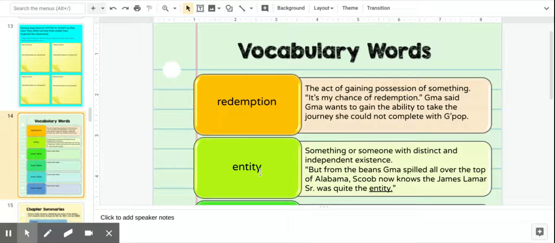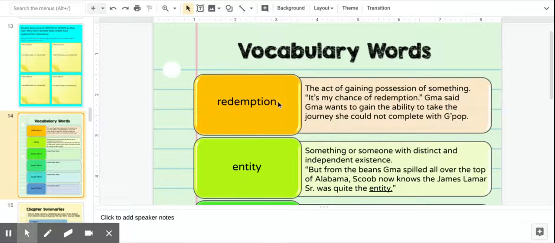The word that I entered was entity. An entity is something or someone with distinct and independent existence. But from the beans G-Ma spilled all over the top of Alabama, Scoob now knows that James Lamar Sr. was quite the entity.